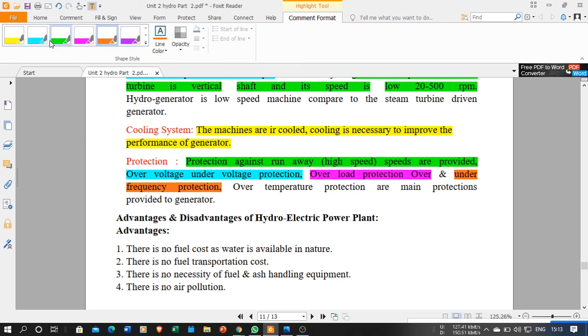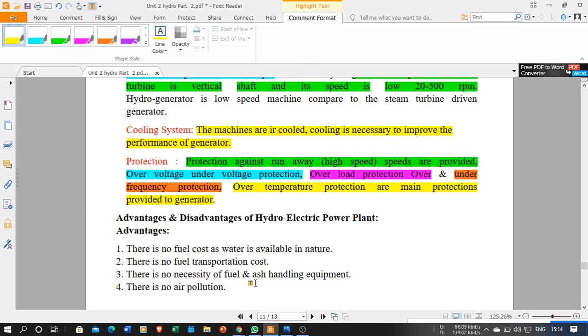Over temperature protection is also required in some cases. These are the main protections provided to the generator, the various types of protection. This question is commonly asked in interviews: what are the protections used for electric generators or alternators? At that time you should be able to mention these protections.